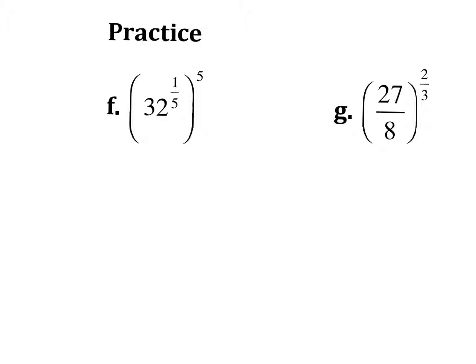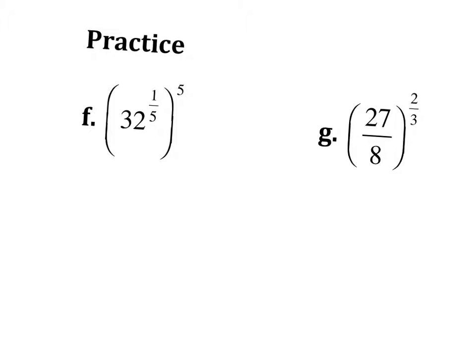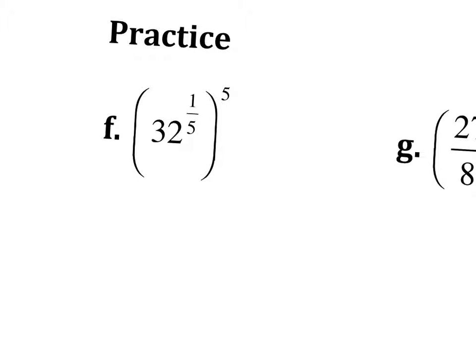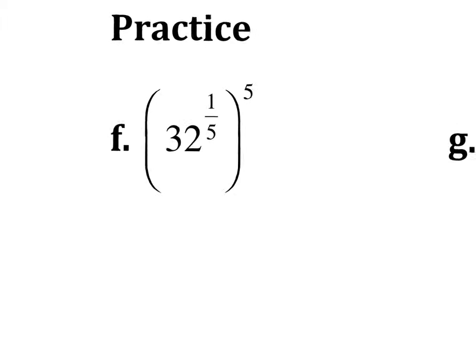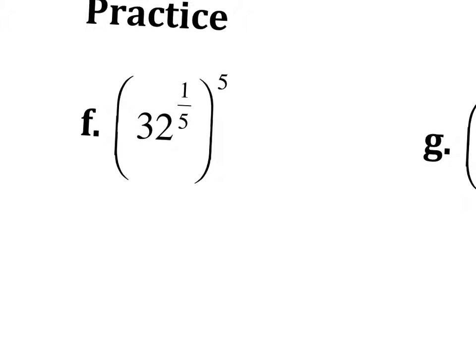All right, let's practice some simplification. So we're going to turn this over. First one, straightforward. When we raise the 5, notice here I'm multiplying because I have what's called a power of a power. So this 5 essentially goes in and multiplies. So as you can see, they're just going to cancel out. So we end up with 32 to the 1 power, or simply 32.